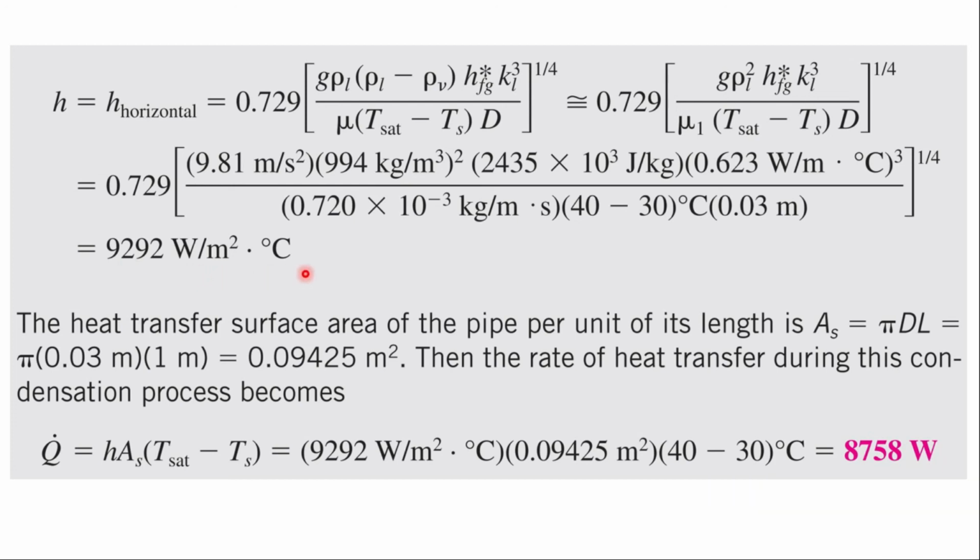The next step is to determine the rate of heat transfer. For this, we need to determine the area of the tube. The area can be determined by pi D L, the surface area of the tube, per unit length. Per unit length is 1 meter, right? It is mentioned in the question statement. The diameter is given, and the unit length is also given. After putting the values, we have the area, and using the simplest formula, Newton's law of cooling, you can get the value of the heat transfer rate during the condensation process, which will be equal to 8758 watts.